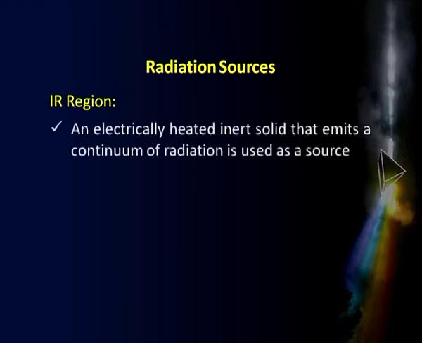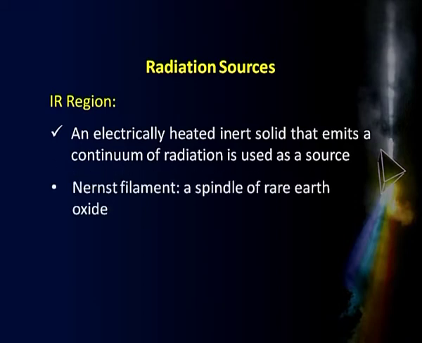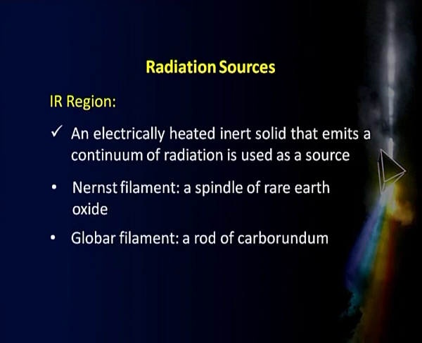And then if we move further, suppose I want to study interaction in the IR region. For the IR region, typically we take some kind of inert solid and heat it electrically, and that hot solid gives out radiations which fall in the IR region. Common examples are the Nernst filament, wherein we take a rare earth oxide and heat it electrically, giving an output in the IR range. Another example is the Globar filament, wherein we take a rod of carborundum and heat it electrically to get output in the infrared region.